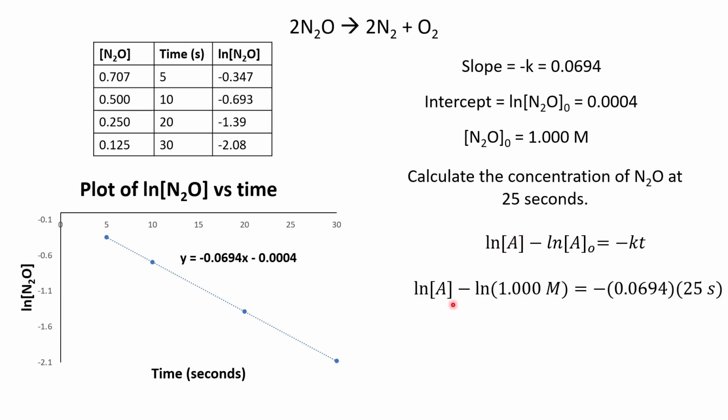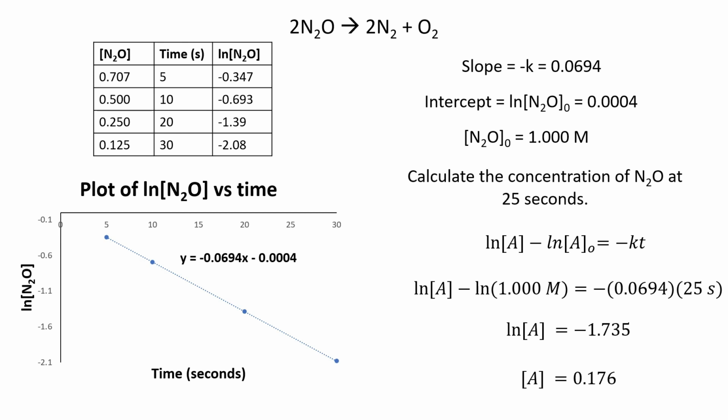Okay, here we go. So my natural log of A, which in this case is just my dinitrogen oxide, stays the same. That's what I'm solving for. Minus my natural log of 1 molar equals my negative slope, and here is my 25 seconds. That's my time. I'm simplifying this right here. And this gives me my concentration at 25 seconds is 0.176. Does this make sense?